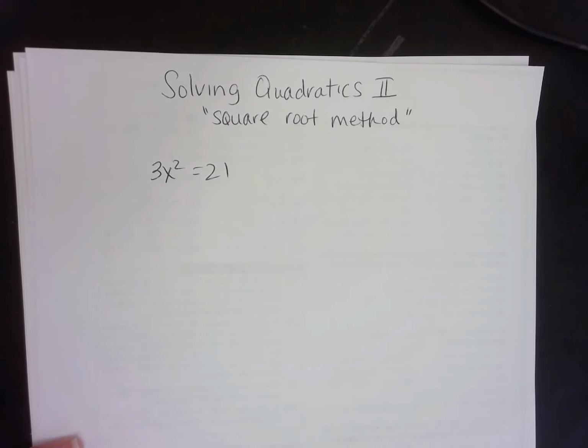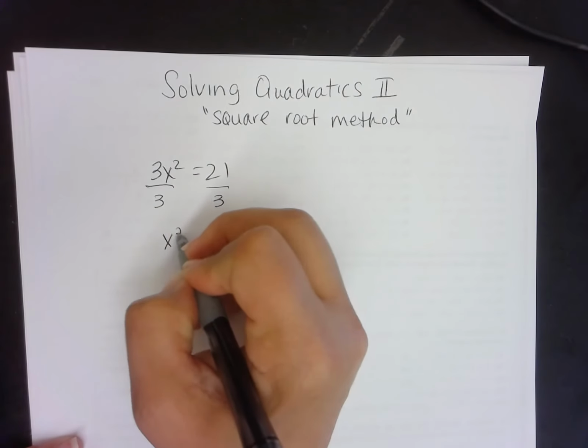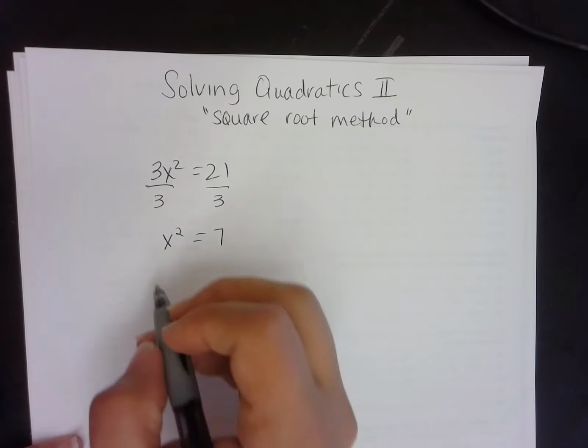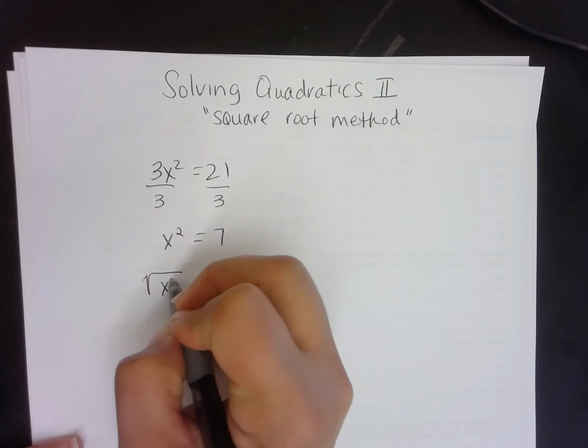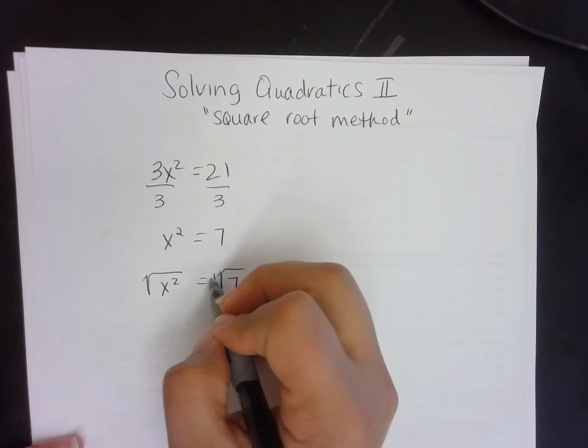as long as my variable is completely contained, I don't have any other x values. The only thing that I do have is that x squared. I can isolate the squared term, which means I'm going to divide both sides by 3, and I get x squared is equal to 7, and then I can just take the square root of both sides, because to undo a square, we take the square root. So I'm going to take the square root of x squared and the square root of 7, and remember that I need to put a plus and minus here.